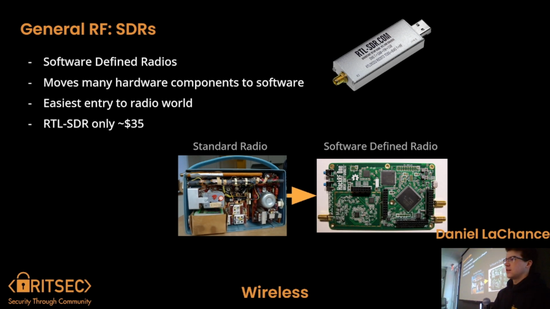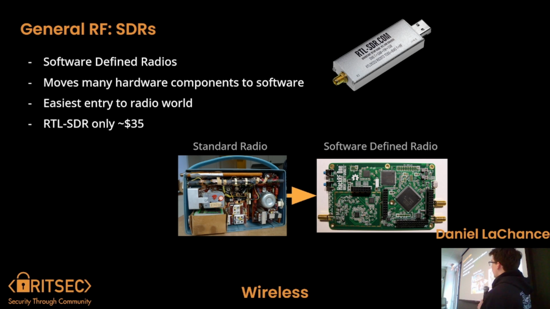Sweet. Okay. General RF stuff. Software-defined radios, these things are awesome, and the difference is that they pack a ton of what would be hardware for the demodulation into just software programs. And they're generally pretty cheap. You can get an RTL SDR for only $35. I checked on Amazon when I was making this presentation. It is still $35, but it goes up by like $5 a year since it's in such high demand.